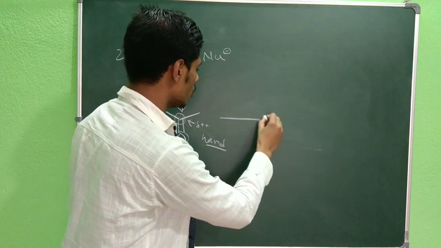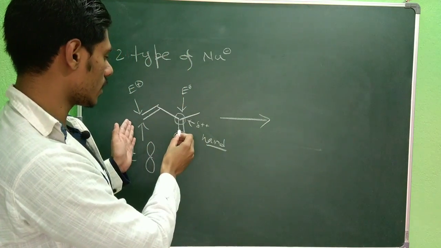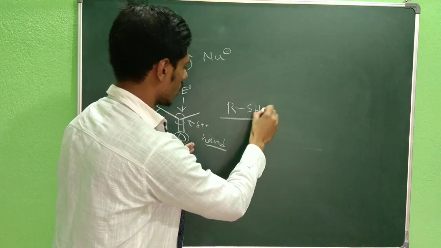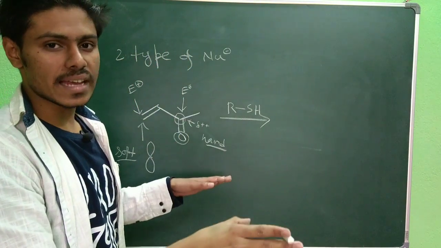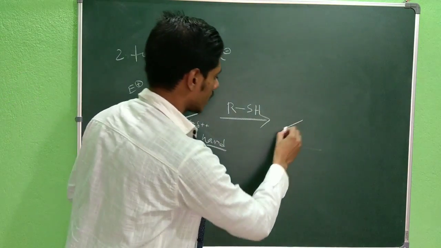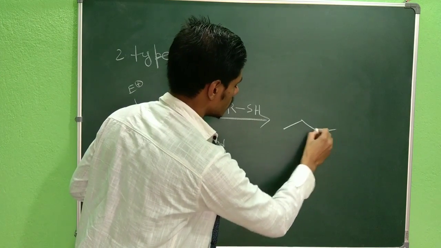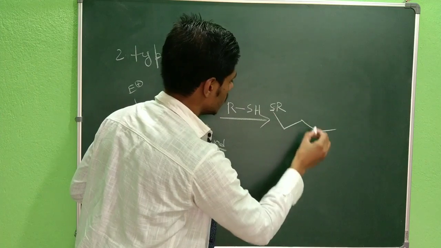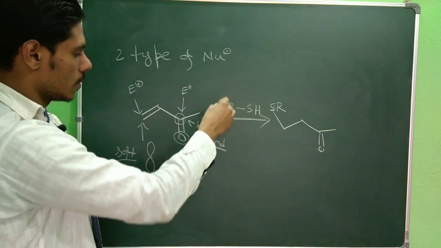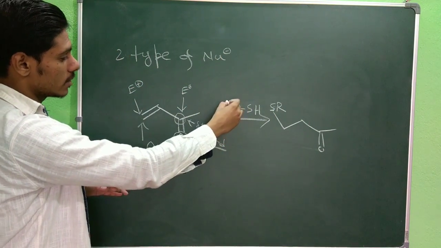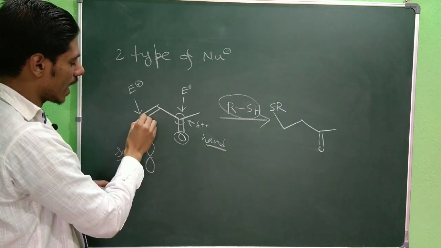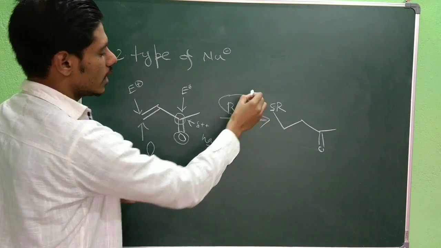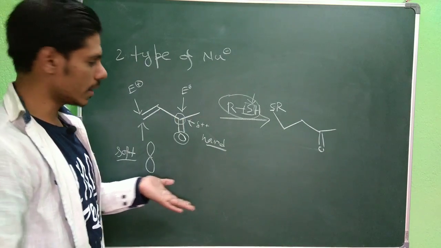For example, if you do the reaction of this alpha beta unsaturated ketone with this thiol, you don't need any acid or base catalysts. It will attack this 4 position to give you this product. So you can see, if you add this thiol, it will always attack this 4 position, because this sulfur based nucleophile is very soft, right?